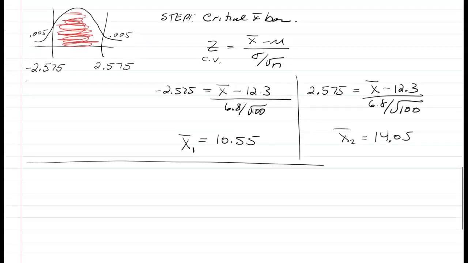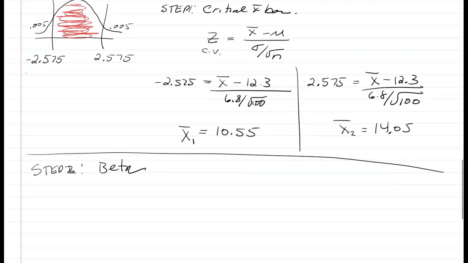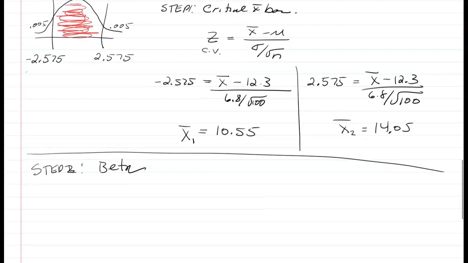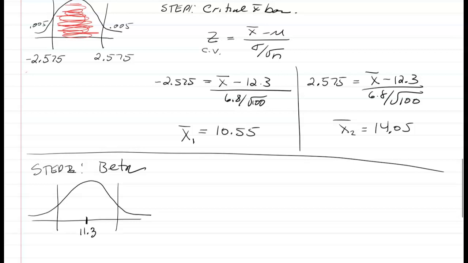Now, for step 2, we actually need to find beta. Again, we're going to have 2 parts to our curve here. So, you know, this is something you kind of went over back in stat 1. You can draw a curve that is called unstandardized, and it has the actual mean and everything. When you get to step 2, you're going to use that true mean of 11.3. That was your true mean that we're testing it against.